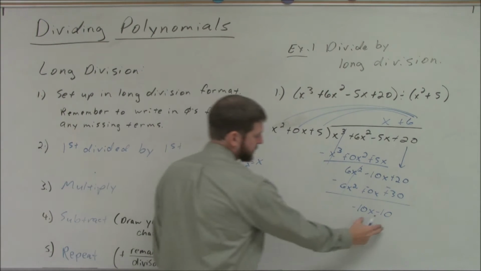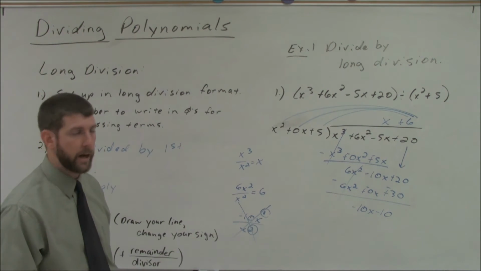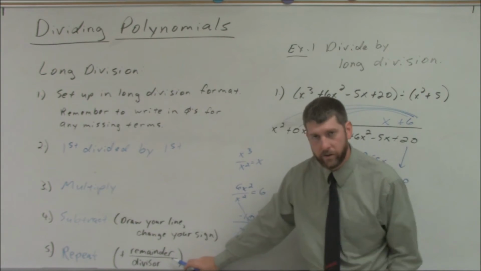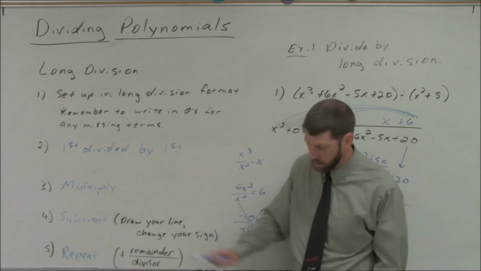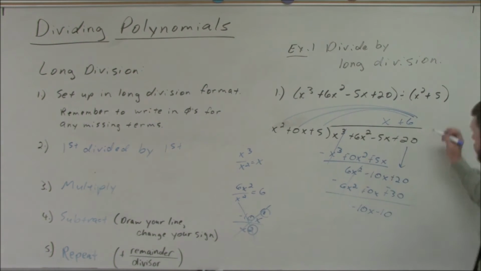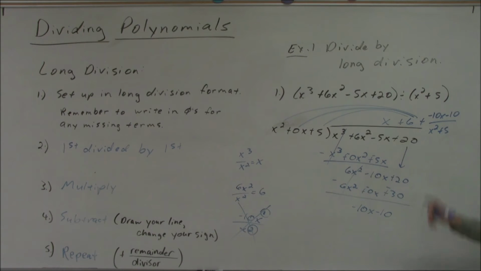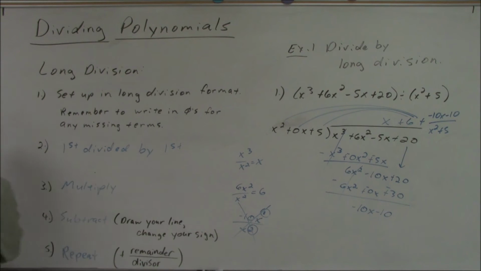So that means this expression down here would represent what? If that's what's left over after I've divided, it should be the remainder. And we should remember, just like we did with the remainder of 4 and we put it over the 7, it's always plus remainder over divisor. Plus the remainder over the divisor. Negative 10x minus 10 over x squared plus 5. Now, I want to show you something as far as cleaning this up.